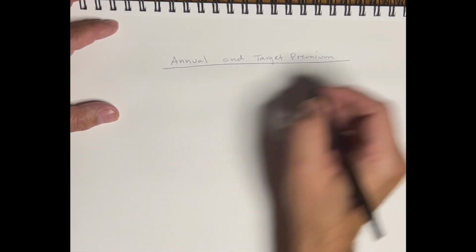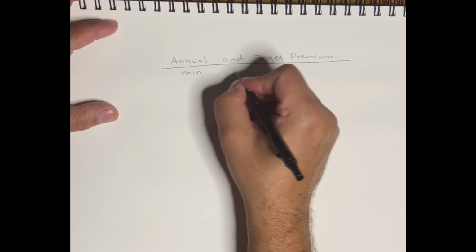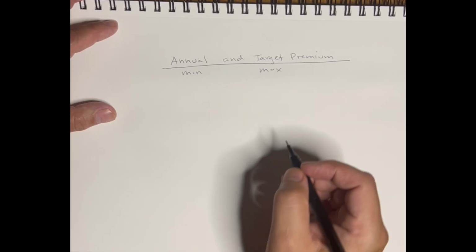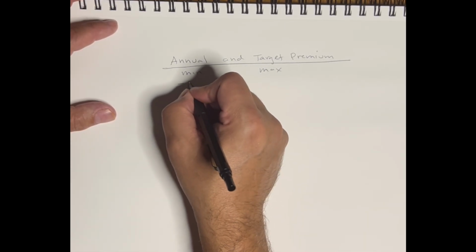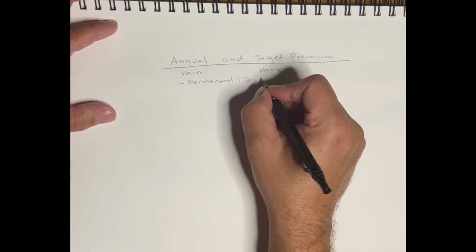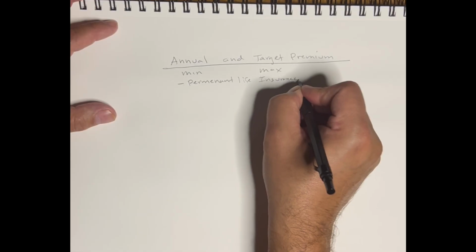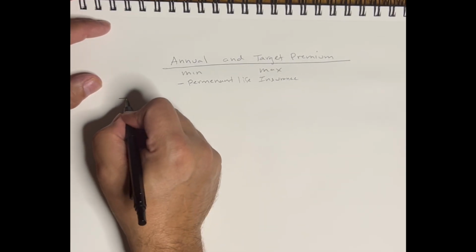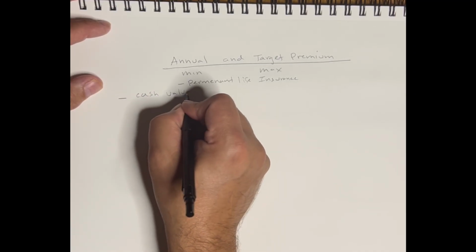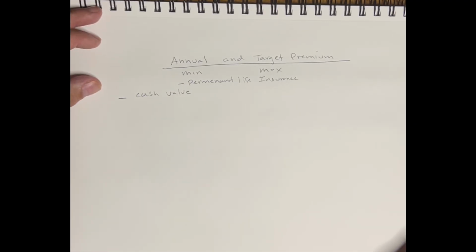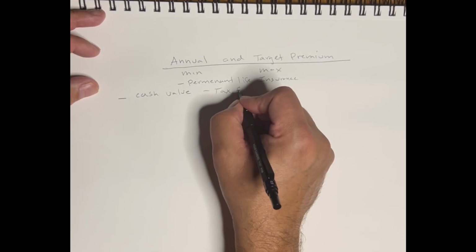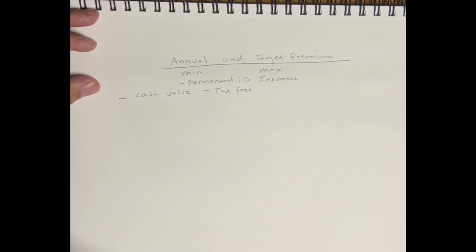I want to have a quick conversation today about annual and target premium. This is the minimum and the maximum amount of money that you can put into a life insurance policy, and this is regarding permanent life insurance. Permanent life insurance has a cash value associated with it, and we can put extra money into the cash value in order to grow it tax-free. That's one of the biggest benefits of permanent life insurance. You can grow your money tax-free.